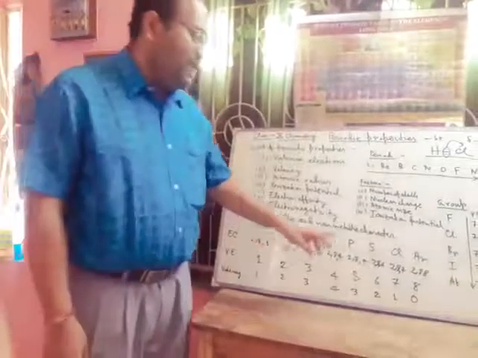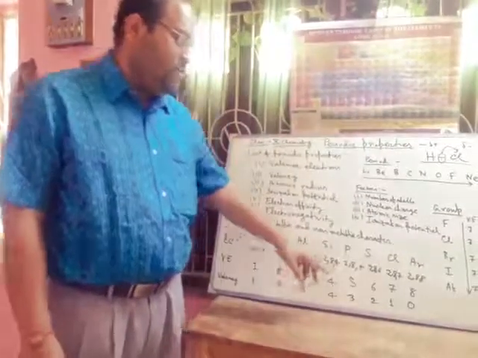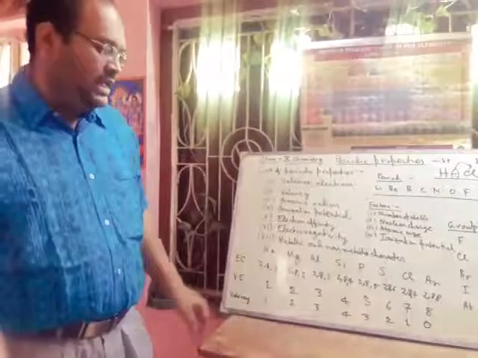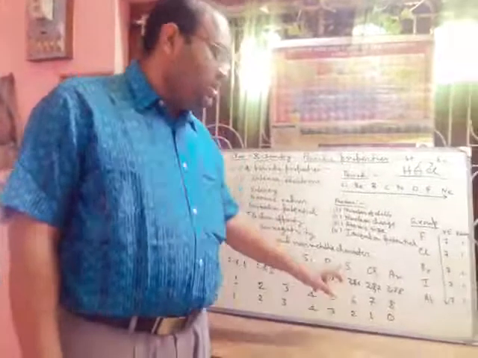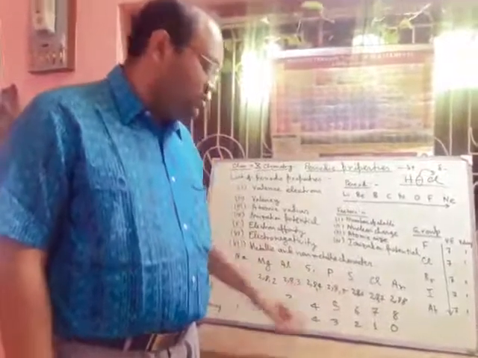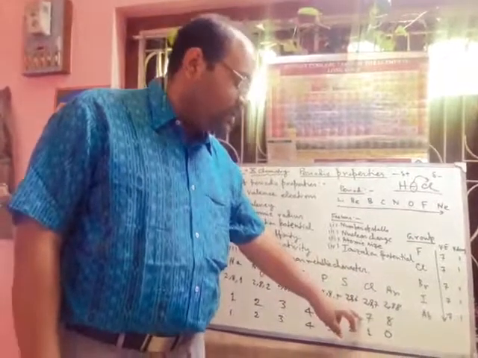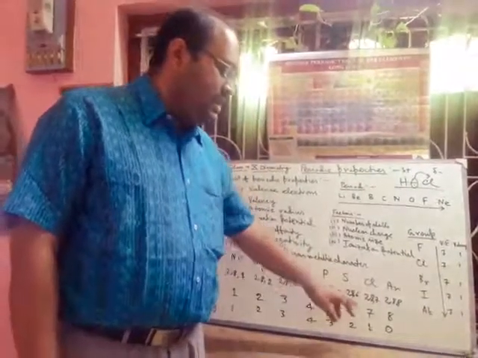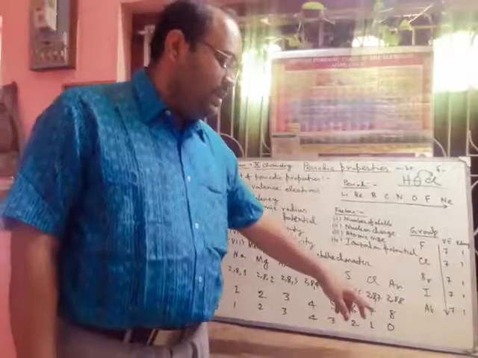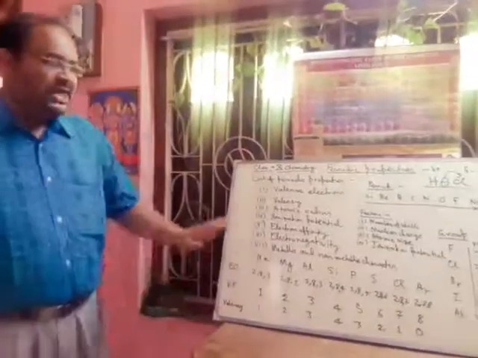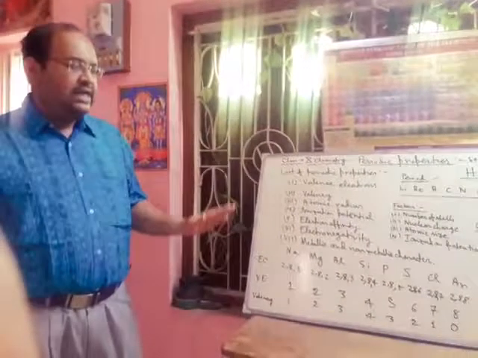If we consider the valency of phosphorus, the number of valence electrons is 5. So the valency will be 8 minus 5, that is 3. In case of sulfur, the number of valence electrons is 6, so the valency will be 8 minus 6, equal to 2. In case of chlorine, the number of valence electrons is 7, so the valency will be 8 minus 7, equal to 1. And in case of argon, the valency will be 8 minus 8, equal to 0. So noble gases do not have any valency, so they remain in their atomic state.